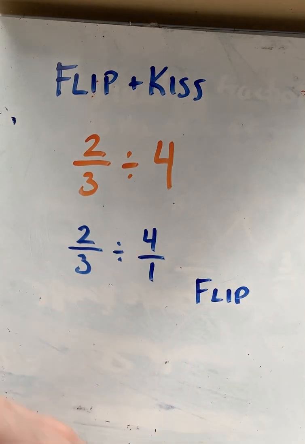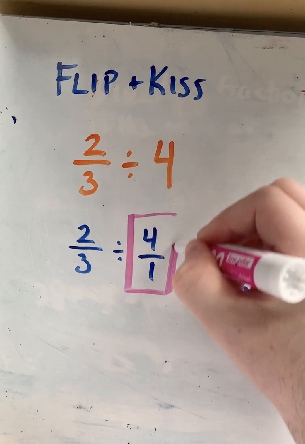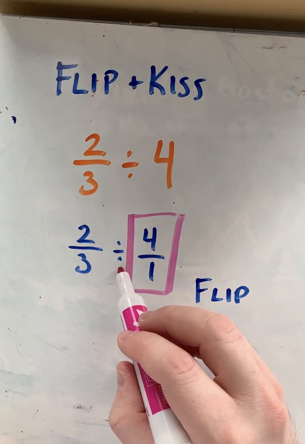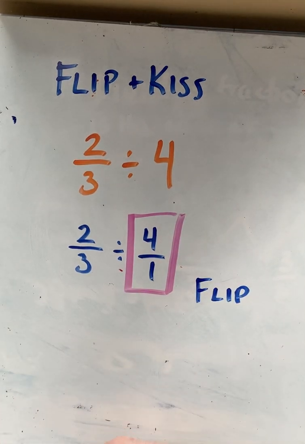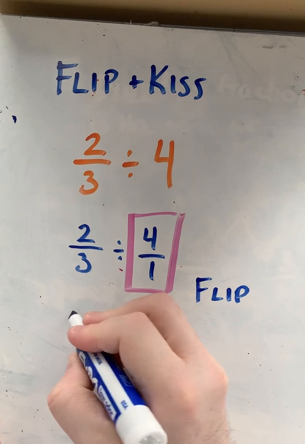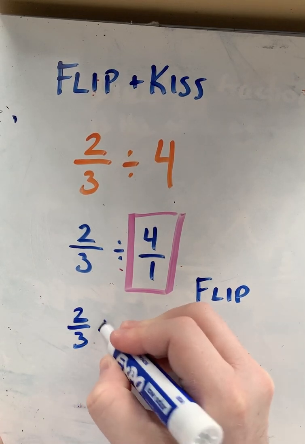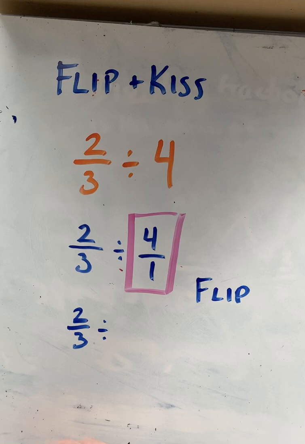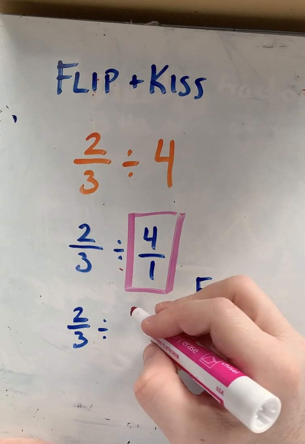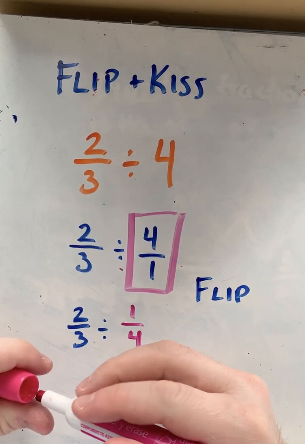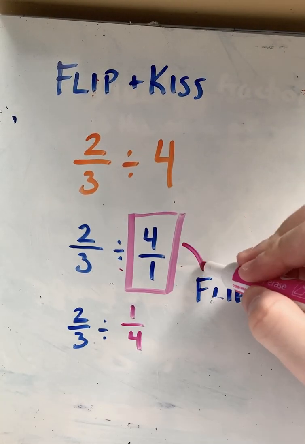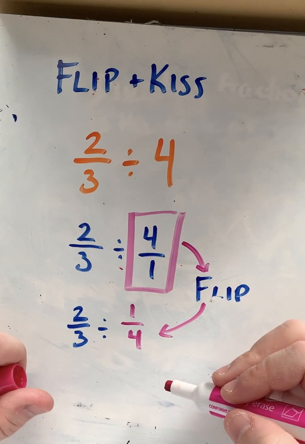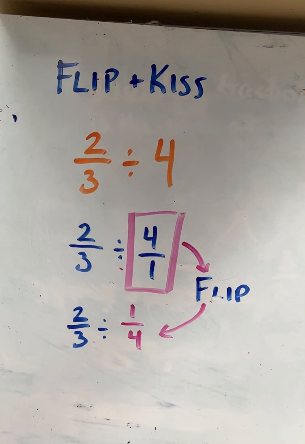And in the flip part, what we're asking you to do is flip the second fraction, the fraction that comes after the quotient, okay? So, after the division sign. So I'm going to rewrite it, and I'm going to have 2/3 divided by, and now I'm going to flip it. So now it's actually going to be 1/4. Okay? So I've done my flip. So I've taken this fraction and I flipped it to this fraction. And now at this stage, I'm going to do the kiss.